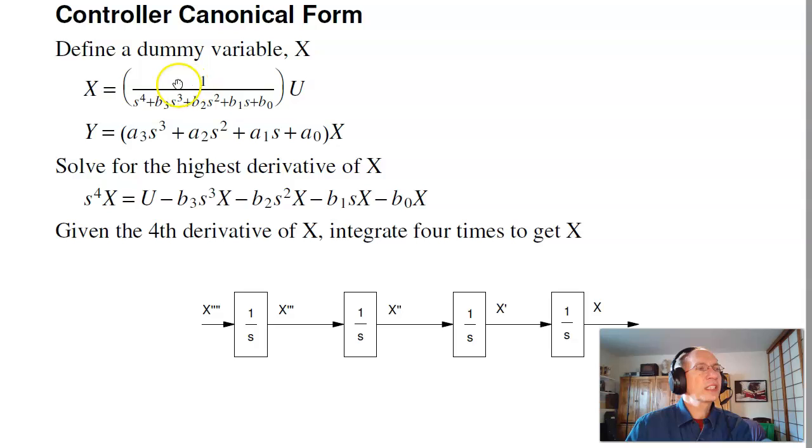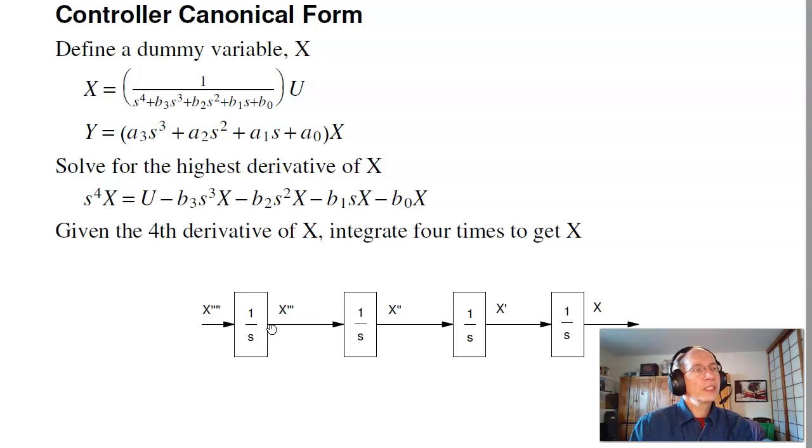So to convert to controller canonical form, I've got this dummy variable x is 1 over the denominator polynomial times u. Cross multiply and solve for the highest derivative of x. That gives you s to the fourth x is equal to u minus, because I'll take these terms, bring them right, using the minus sign, minus b3 s cubed x, b2 s squared, b1 s, b0 x. Now if I have the fourth derivative of x, I can generate the third, second, first, and 0th derivative by integrating. So here take the fourth derivative of x, integrate once, twice, 3 times, 4 times, and I have all the different states.